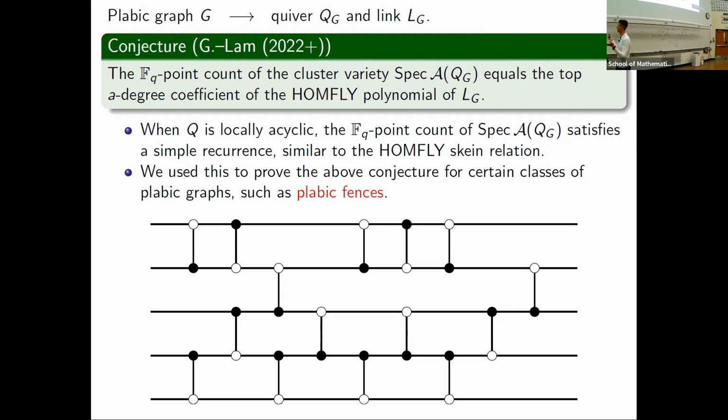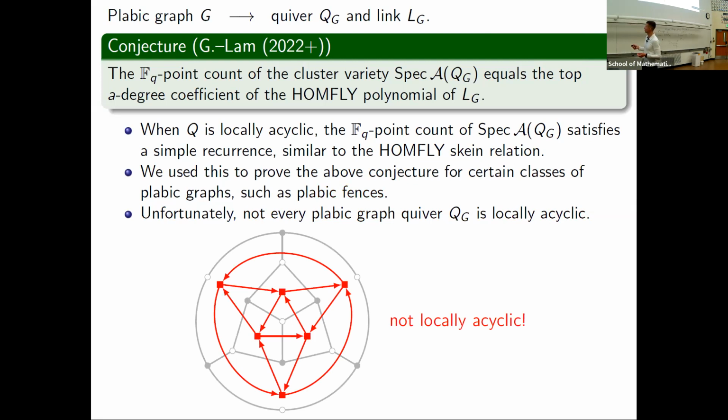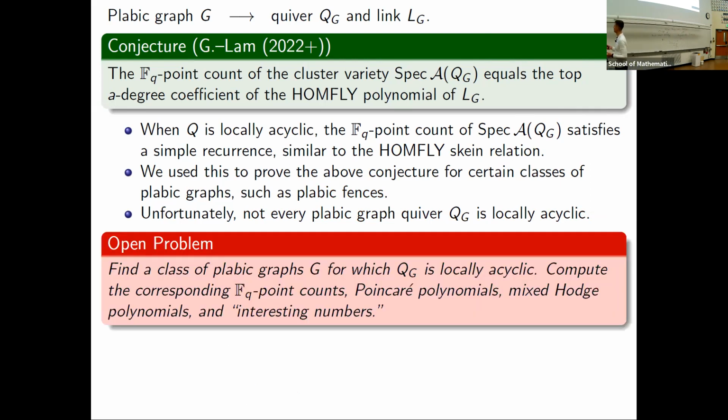But in general, there are other locally acyclic quivers coming from plabic graphs where we don't know how to show this. One unfortunate thing is that we were originally hoping that any plabic graph would give us a locally acyclic quiver, but the answer is no, because we found this example in Muller's paper. This quiver is not locally acyclic. It comes from a 4-punctured sphere. So the open problem for you is to find a class of plabic graphs such that the quivers are locally acyclic and compute the whole commutative diagram: the point count, the Poincare polynomial, and what is the interesting number for those plabic graphs. And that's it. Thank you very much.